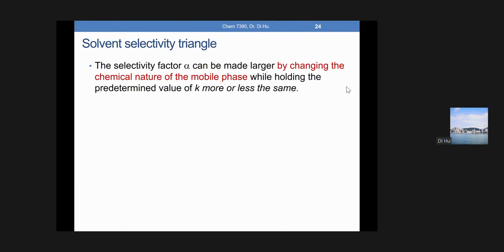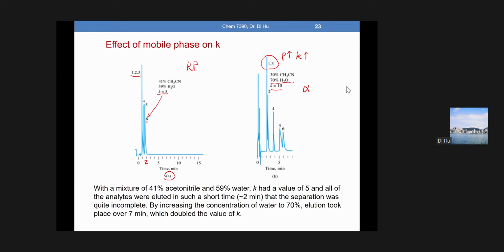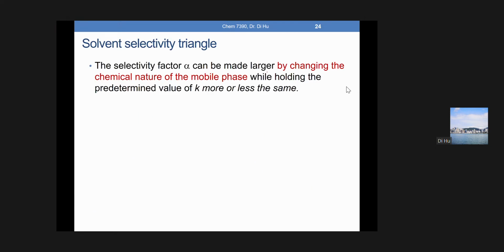Actually, in many cases, adjusting K to a suitable level, about 10, is all that is needed to give a satisfactory separation. However, in the case we just talked about in our figure B, two bands still overlap. So peaks 1 and 3 still overlap. That's why the selectivity factor alpha for these two species, 1 and 3, is not good. It must be made larger. How can we make selectivity larger? The most convenient way, again, is to change the chemical nature of the mobile phase while holding the predetermined value K more or less the same.